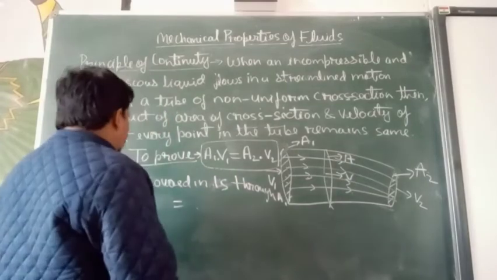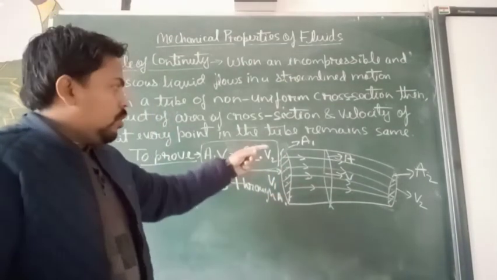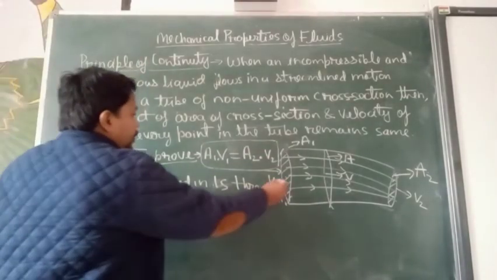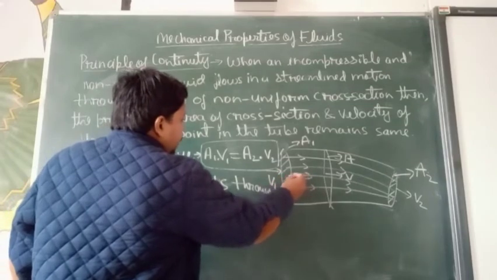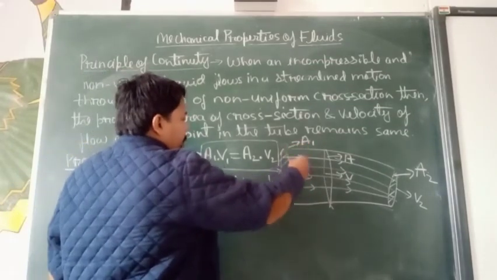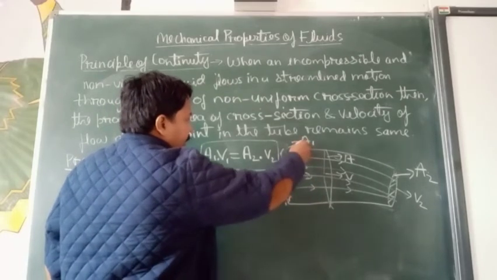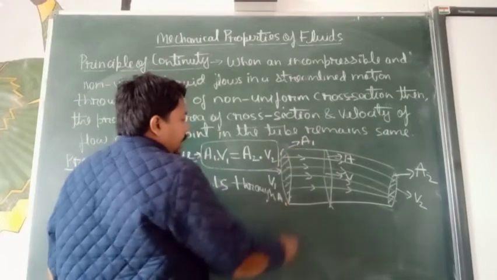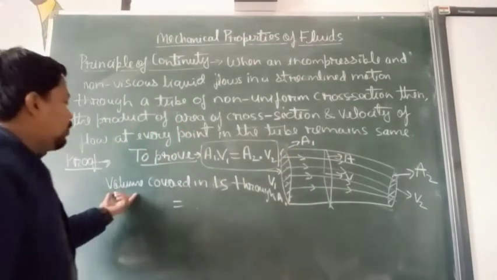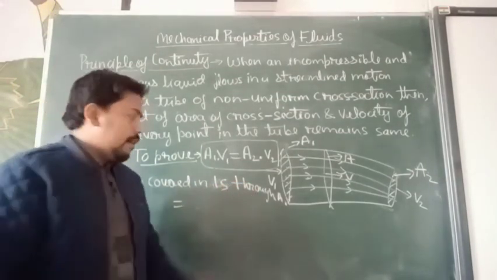So volume is what? Distance into area is the volume. Let us assume that after 1 second also, the liquid is passing through the same cross sectional area. Let there be no variation in the area after 1 second also. So in that case we can write that volume is area into length, the length which the liquid is covering.